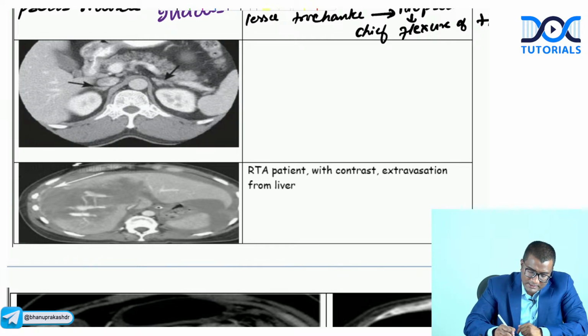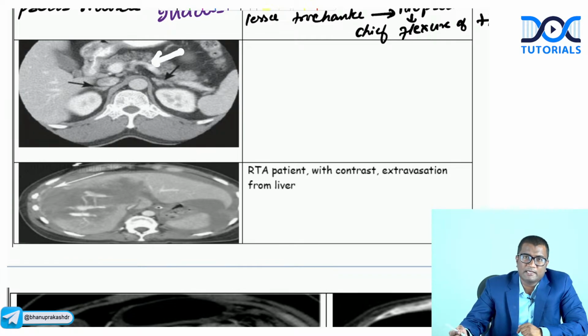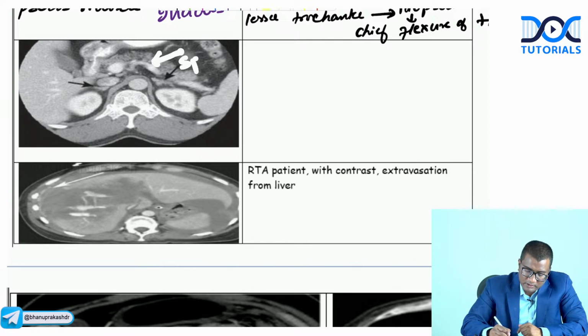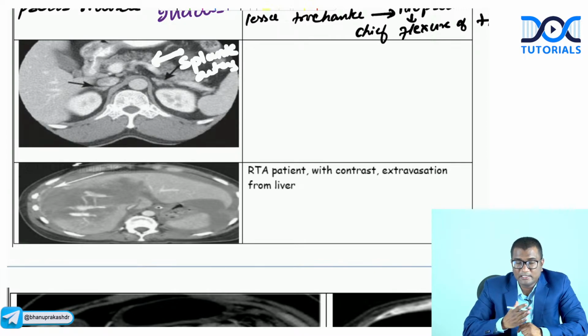And this vessel, which is going posterior to the pancreas, supplying the major part of the body of the pancreas and going towards the spleen, which will be involved whenever there is pancreatitis also, this is your splenic artery. So this large vessel that is going behind the body of the pancreas, going towards the spleen, that is your splenic artery.